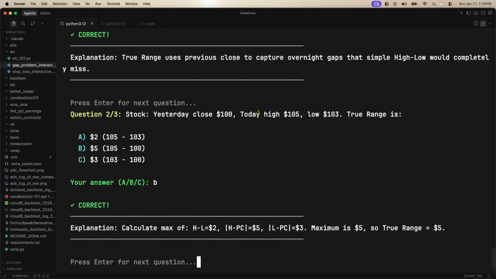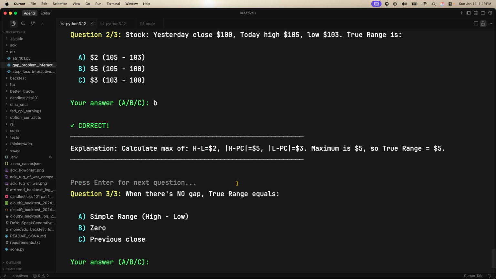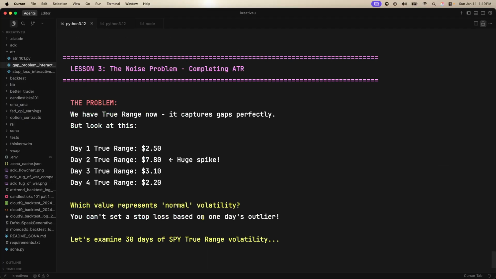Calculation, because we have yesterday's close, we're going to have the stock high versus yesterday's close, and then we have the true range of $5, where simple range would have just said $2 because it's taking the high and the low, not the previous close. When there's no gap, true range equals the simple range, right? Because there's no gap to account for, 0 or the previous close.